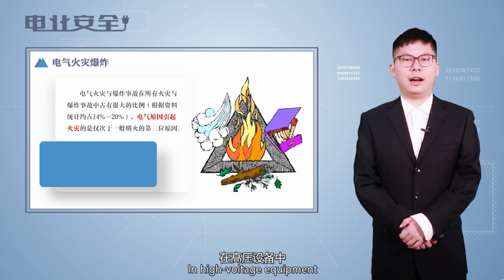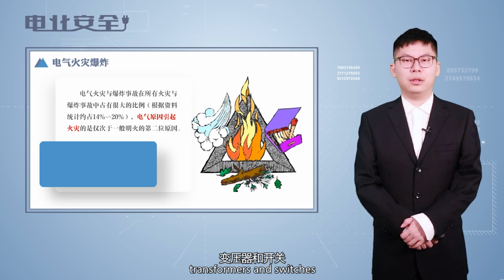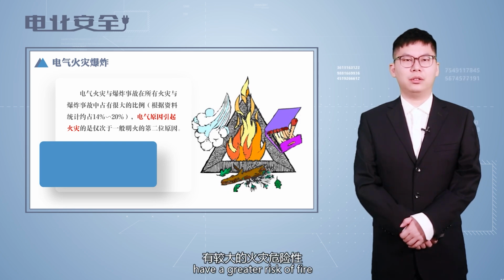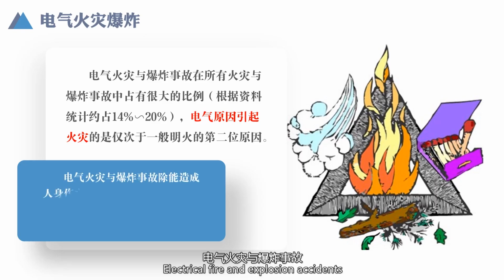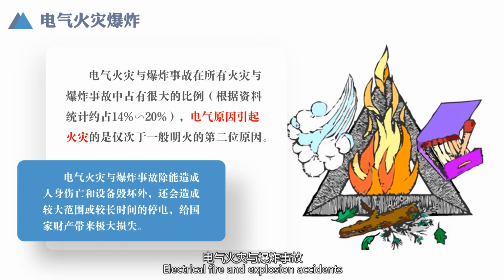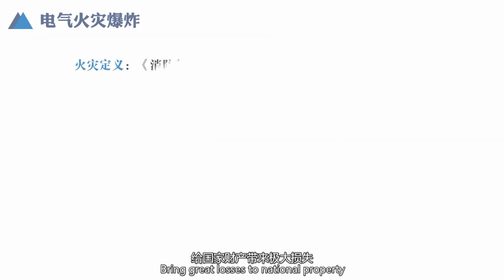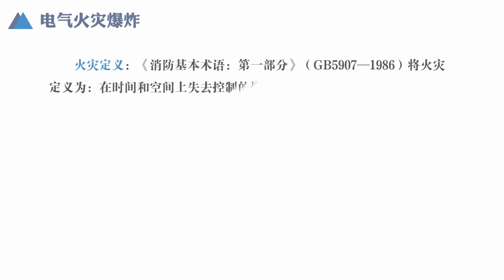In high voltage equipment, transformers and switches have a greater risk of fire, and there is also a danger of explosion. Electrical fire and explosion accidents, in addition to causing personal injury and equipment destruction, can also cause widespread or longer power outages, bringing great losses to national property.